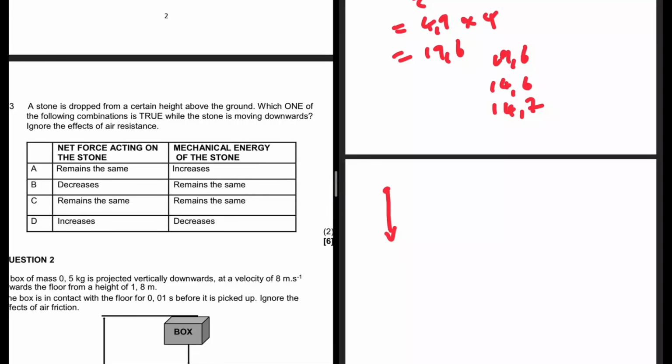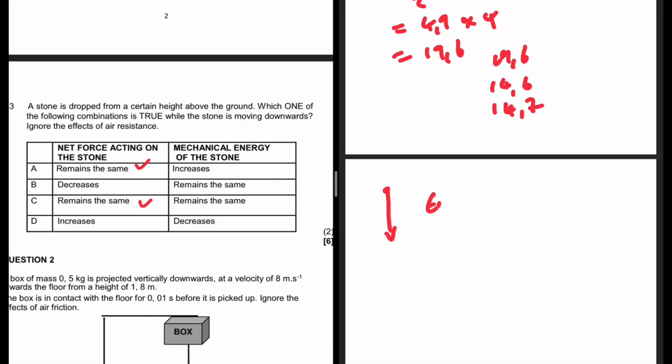Obviously the net force will remain the same, because after it is dropped, the only force acting on the object is gravitational force, right? So the net force is remaining the same there. It's not going to change. It's just gravitational force. So now we are only looking at A and C, right? Mechanical energy of the stone. The mechanical energy of the stone will also remain the same, right?